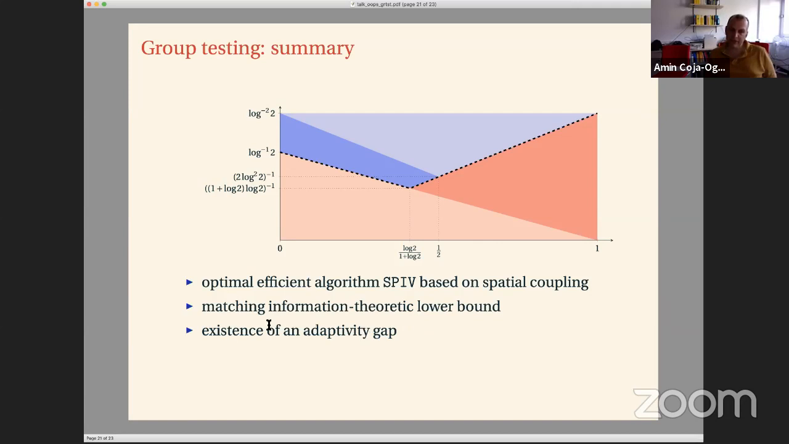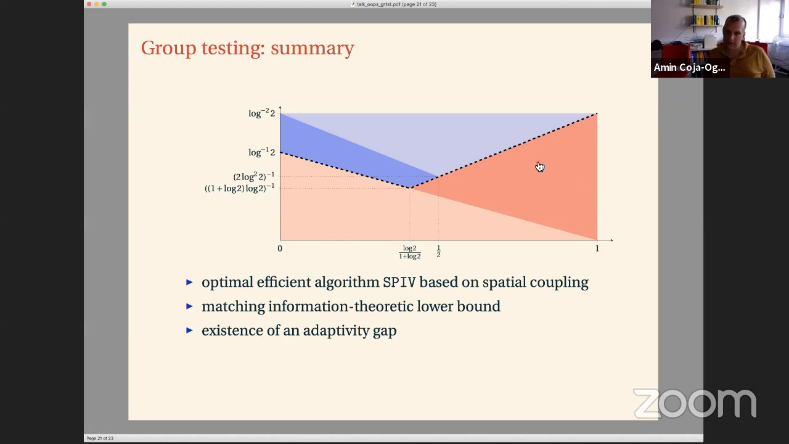And finally, what we can see is that there's an adaptivity gap. Namely, like I told you in the beginning, in this red triangle down here, not even adaptive group testing schemes are going to work. That means that even if you do several stages of tests and you base your test design in subsequent stages on the test results that you obtained earlier, you're not going to be able to get into this red triangle down here.